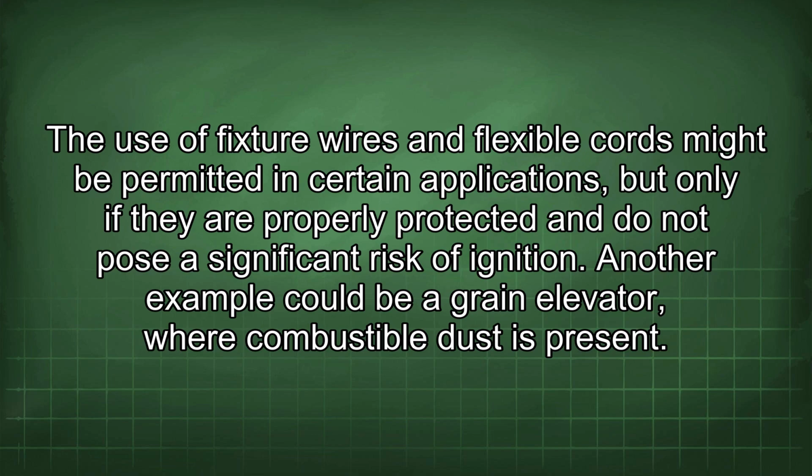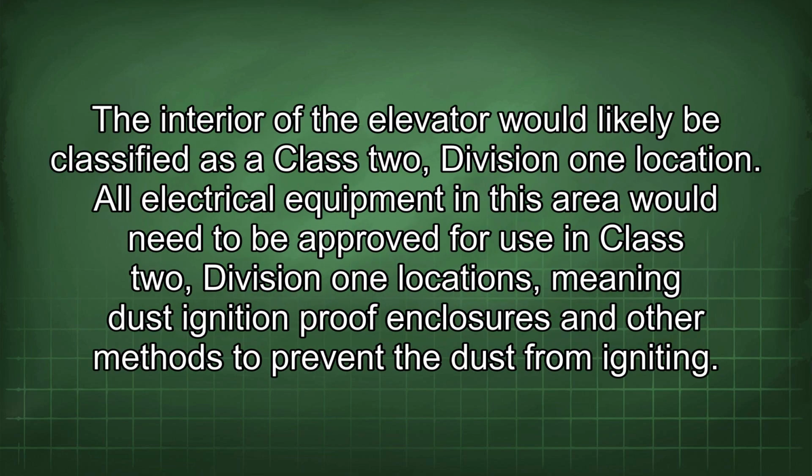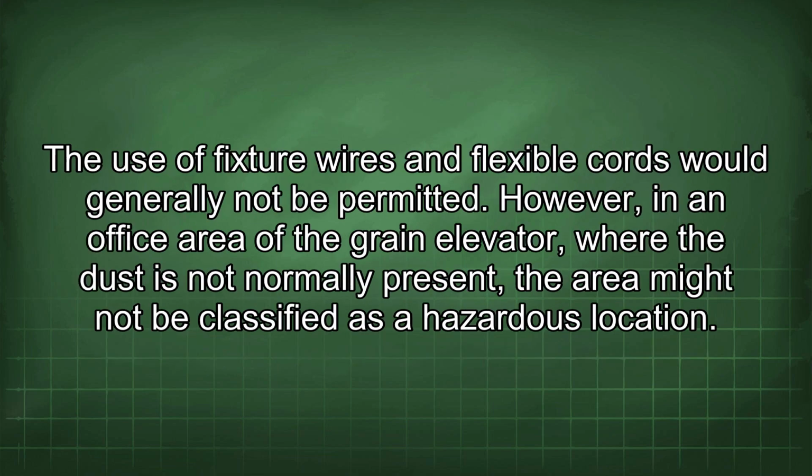Another example could be a grain elevator, where combustible dust is present. The interior of the elevator would likely be classified as a Class 2, Division 1 location. All electrical equipment in this area would need to be approved for use in Class 2, Division 1 locations, meaning dust ignition-proof enclosures and other methods to prevent the dust from igniting. The use of fixture wires and flexible cords would generally not be permitted.